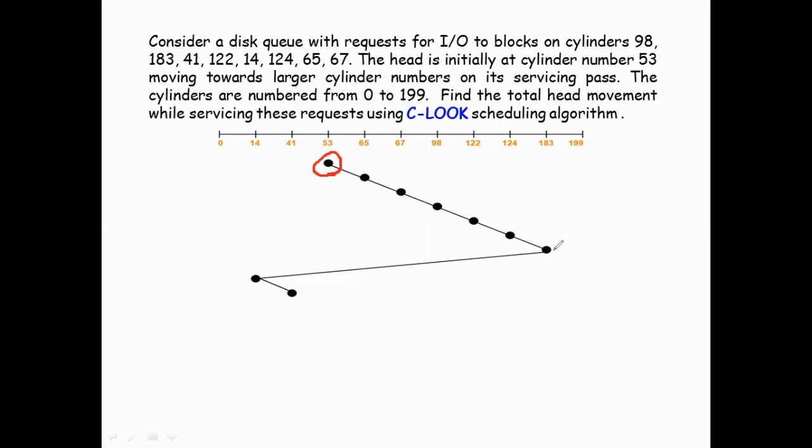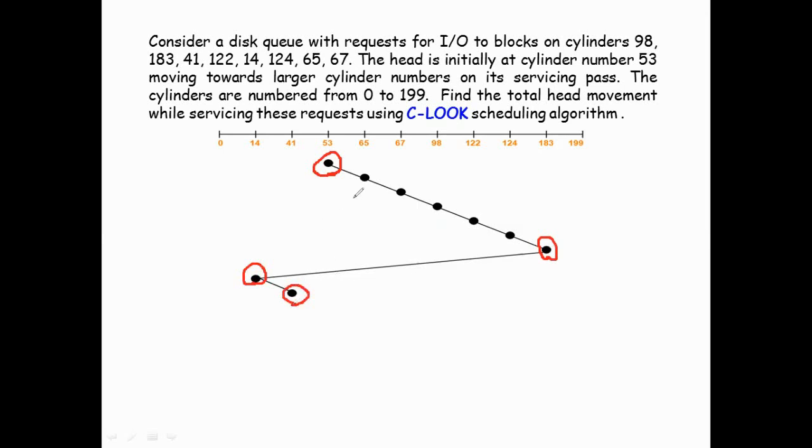In this direction, 183 is the last request. Hence, the CLOOK algorithm will not move to 199. It will directly reverse its direction and move to 14, and then 41 will be serviced. This is how the CLOOK algorithm works.